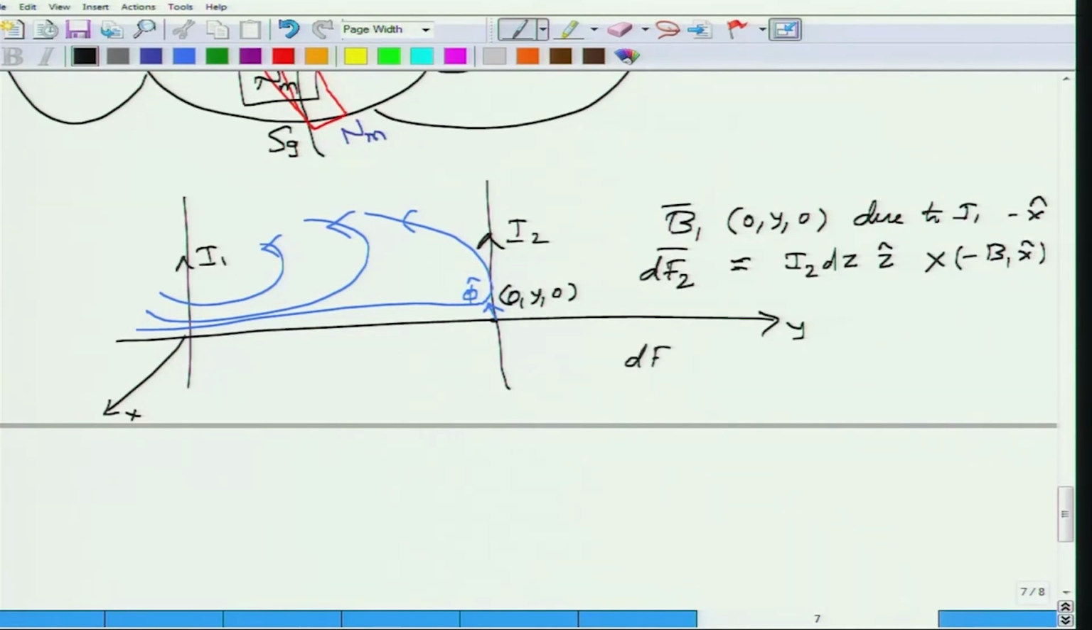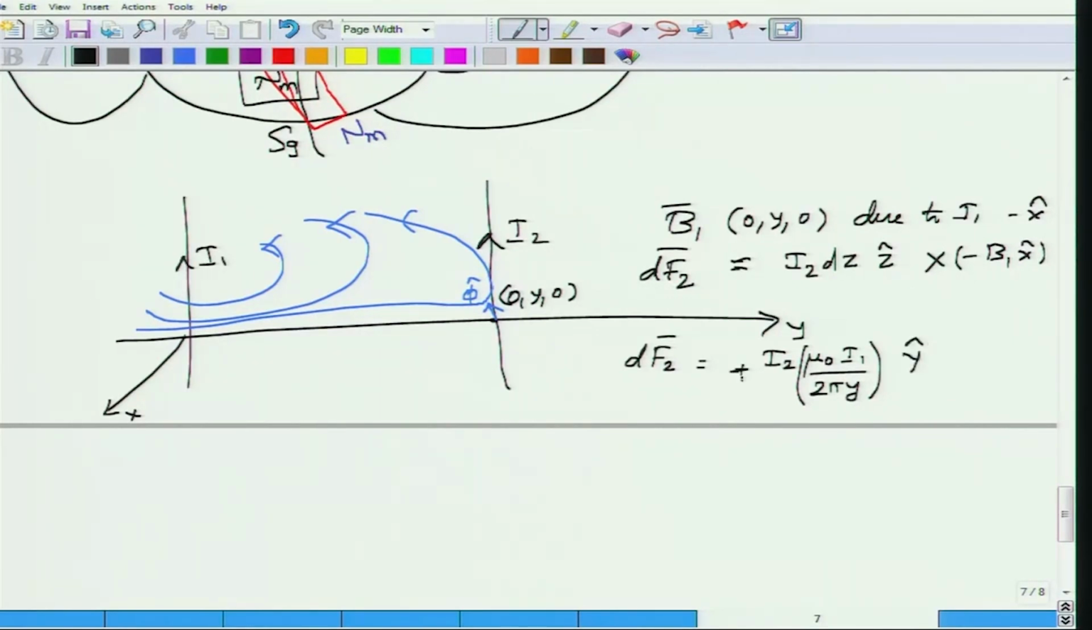So, you can write this out as dF2 equals I2 B1, which would come out. What is the magnetic field B1? B1 is mu 0 I1 by 2 pi y, correct. This is the magnetic field because of the current in the wire I1. So, this would be I2 mu 0 I1 by 2 pi y. What would be the direction of this force? This is z hat cross x hat. Z hat cross x hat will be along the y direction, but there is a minus sign here, so this would be along minus y hat.